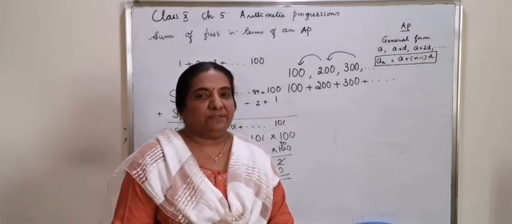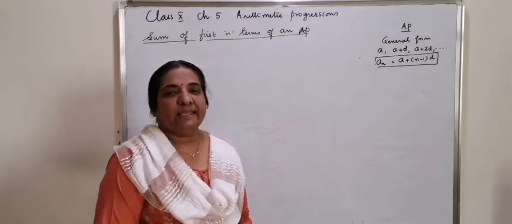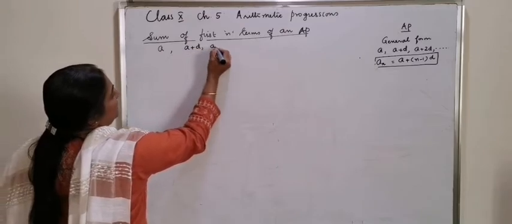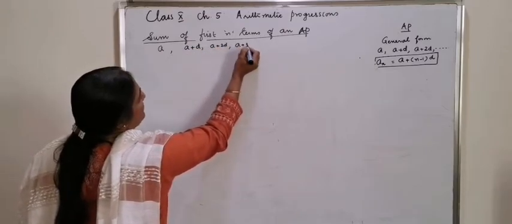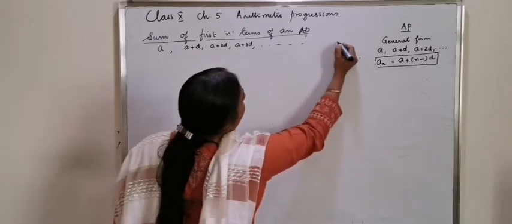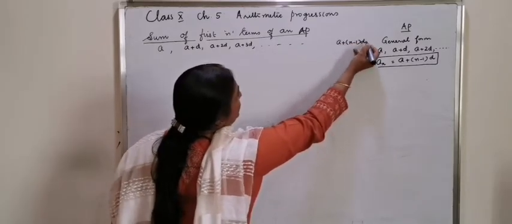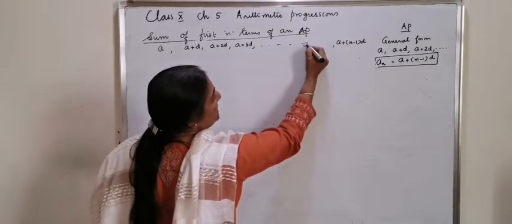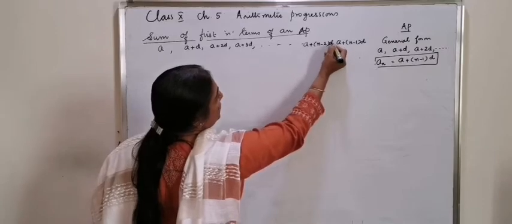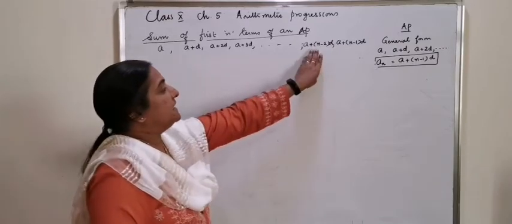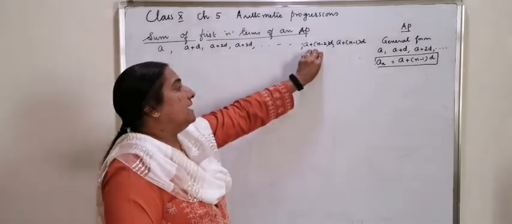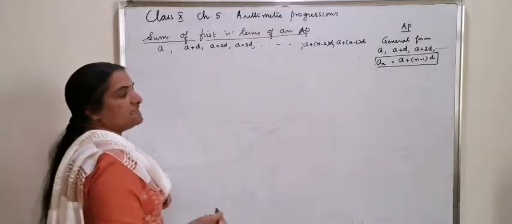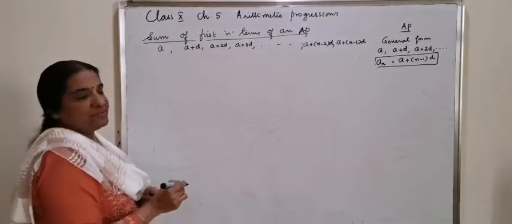Let's derive the formula. First, let us write the general form of the AP. What is the general form of any AP? a, a plus d, a plus 2d, a plus 3d, etc., a plus n minus 1 into d. What will be the term preceding a plus n minus 1 into d? It is a plus n minus 2 into d. What will be the term preceding a plus n minus 2d? It is a plus n minus 3d, and that will be the order. Let's derive the formula of the sum of the first n terms of an AP.